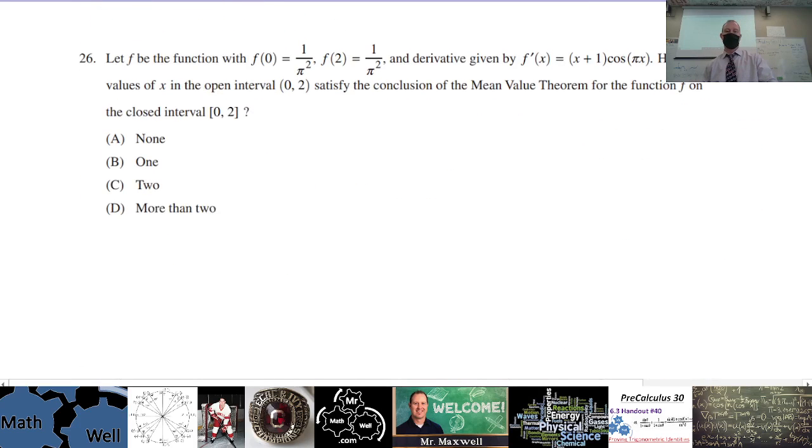All right, next one. I think I've got 2 more. So here's number 26. Now let's read this. I don't know if they're getting a little tougher. They might be. This one's maybe a little tougher.